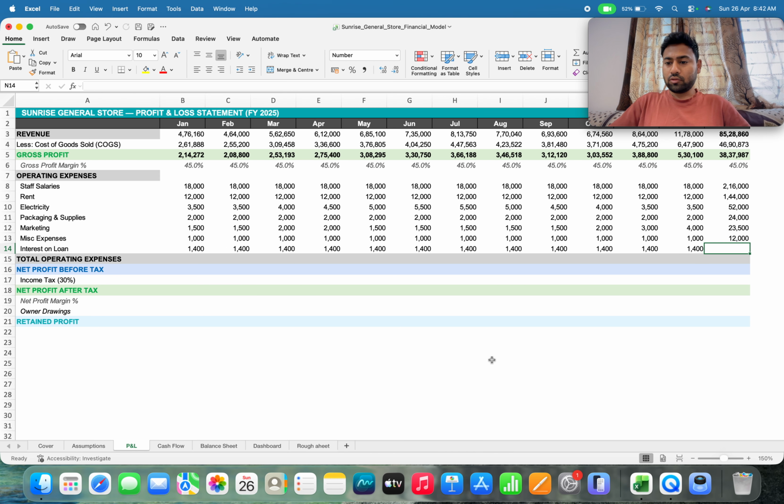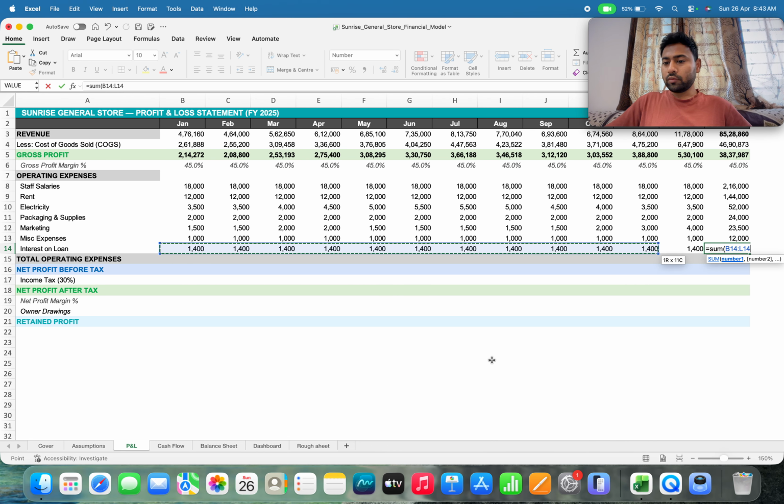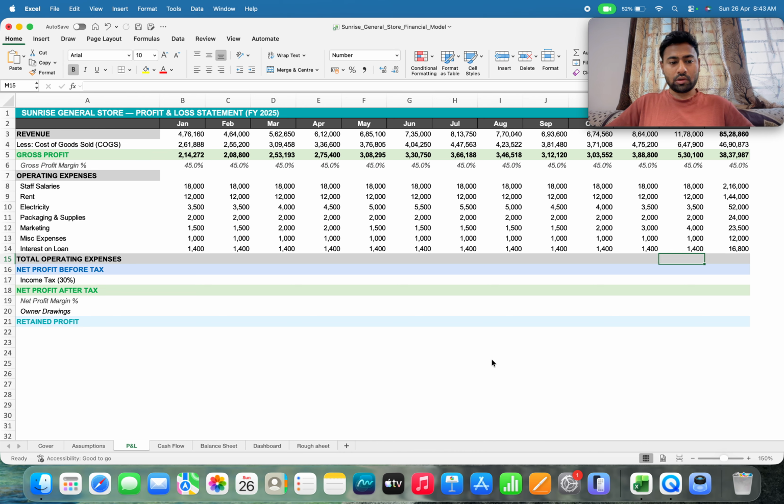Denote the interest loan amount per month. Now we will do a summation of how much is the interest total amount paid in a year. So we will do a total, we got the total amount. Now total operating expenses, we have to do a summation.